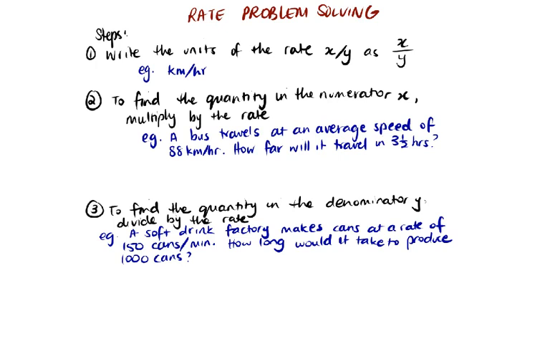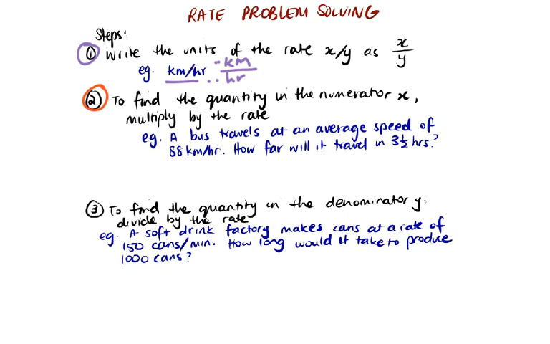The first step when solving rate problems is to write the units of the rate x per y as a fraction, where x is the numerator and y is the denominator. So for example, if you had kilometers per hour, you're going to write kilometers as the numerator and hours as the denominator. Once you've done that, you will need to read the question carefully and find whether you are trying to find the value of the numerator or the value of the denominator. If you want to find the quantity in the numerator, x, we need to multiply the rate.